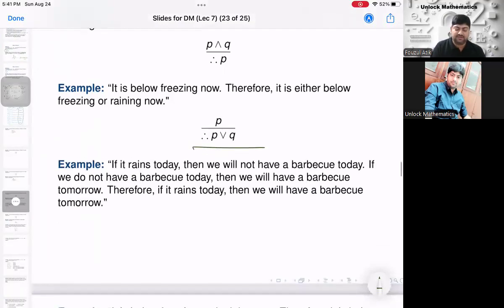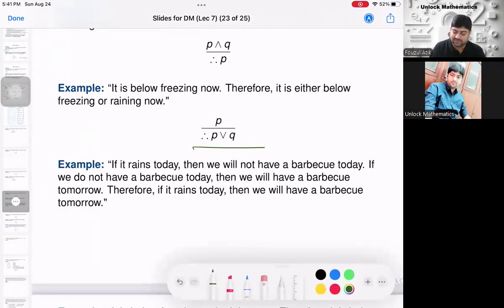Next, if it rains today, then we will not have a barbecue today. If we do not have a barbecue today, then we'll have a barbecue tomorrow. Therefore, if it rains today, we'll have a barbecue tomorrow. So how do you interpret this? Which rule of inference have we applied?